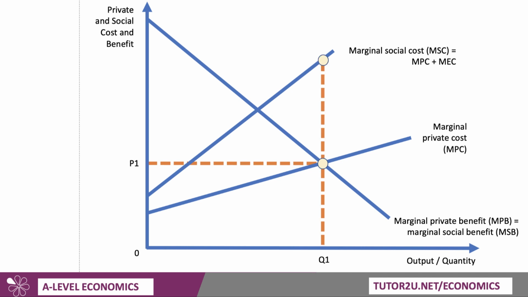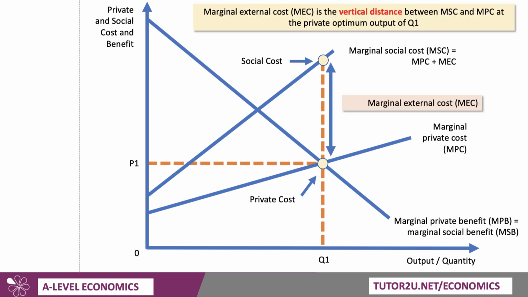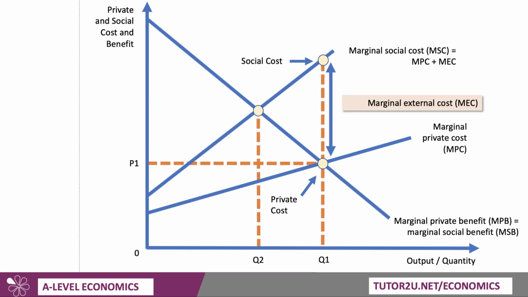But at Q1, there is an external cost. There's the private cost at Q1, there's the social cost at Q1, and the difference is the marginal external cost, which is the vertical distance between MSC and MPC. So from society's point of view, the social cost of that output is well above the private cost, and that leads to a loss of welfare. From society's point of view, we'd prefer to be at Q2, or at least we take the externalities into account. And the price of course would be high to reflect that.